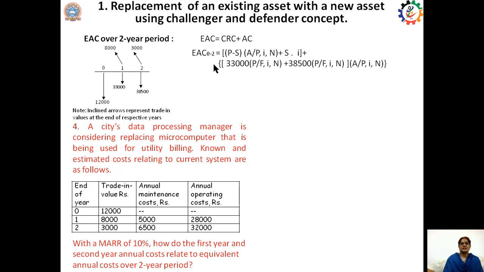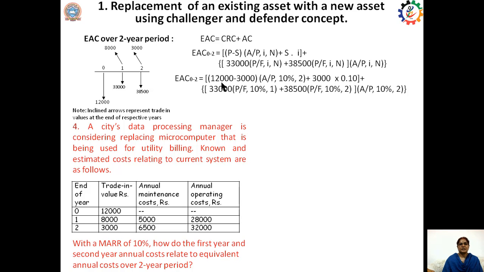So when you consider a 2 year range, P value is 12,000, the first cost. At the end of the second year it is 3,000, so salvage value is 3,000. Years considered 2, 10%, so divide by 100, 0.1. And 38,500 and 33,000 are the annuities, considered separately.